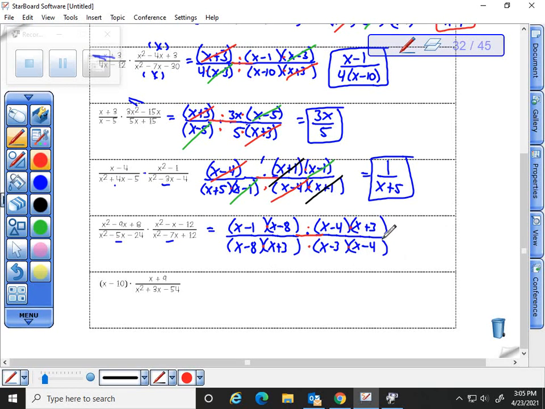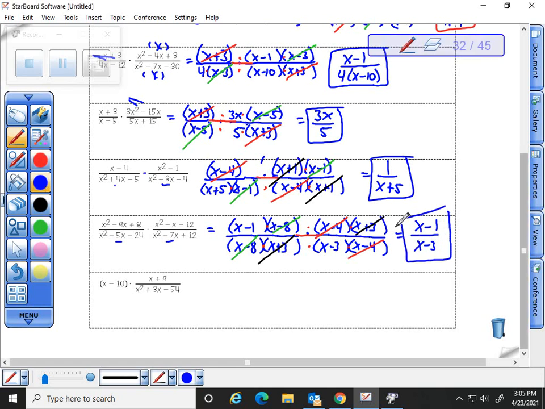Cancellation of top and bottom: x minus 4 will cancel, x minus 8 will cancel, x plus 3's will cancel, and that's it. x minus 1 on top and x minus 3 on the bottom. Remember, these are grouped, so don't cancel the x's by accident.